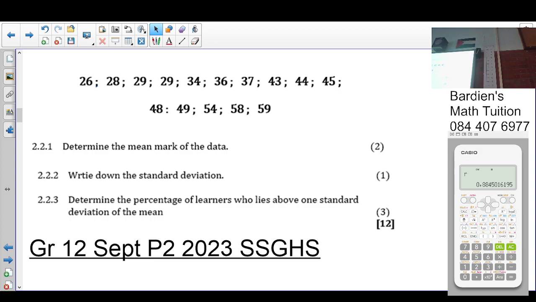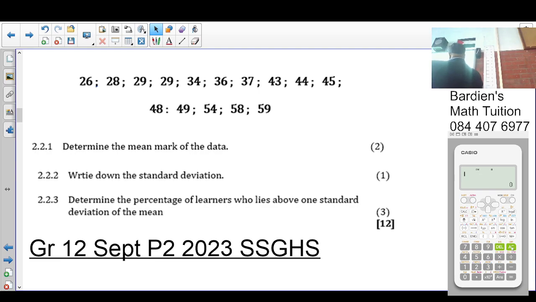So what I do now is program the calculator again. You press mode, stat. Now we're going to do first variance, number one. We have to press sum and read out the data. First value is 26, yes? 28, 29, 29, 34, 36, 37, 43, 44, 45, 48, 49, 54, 58, 59.